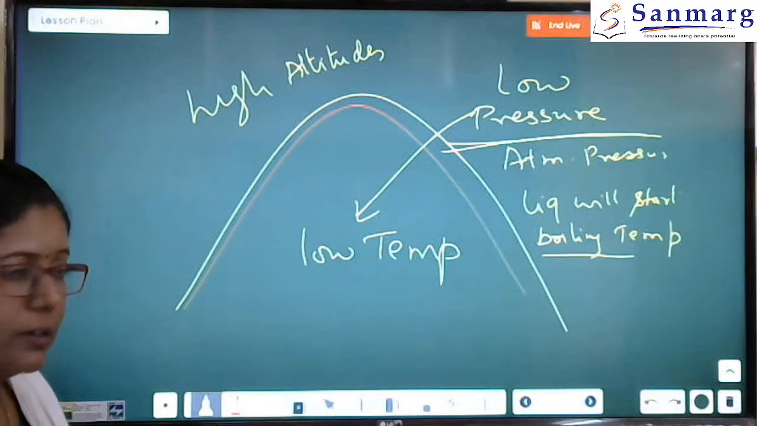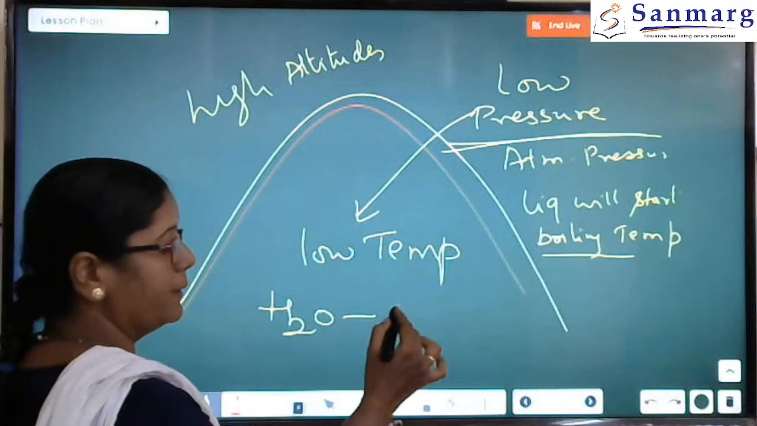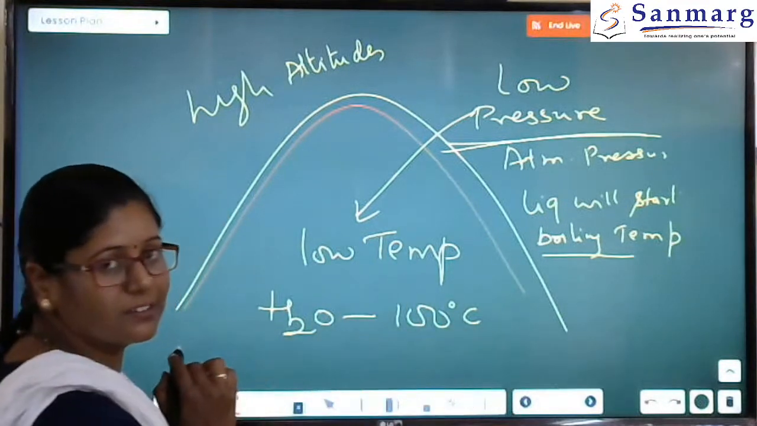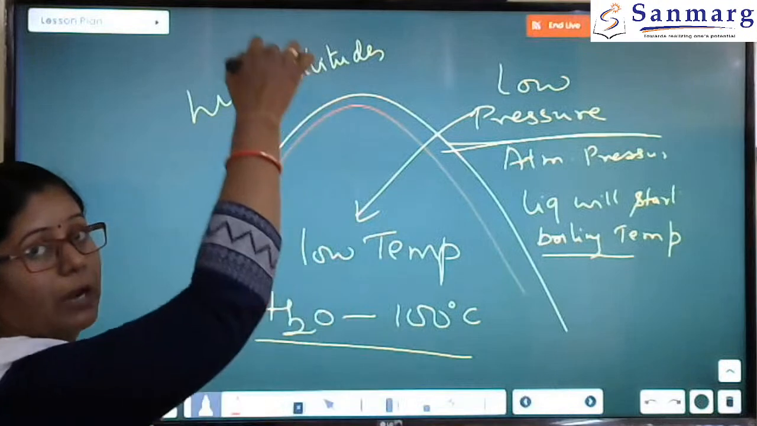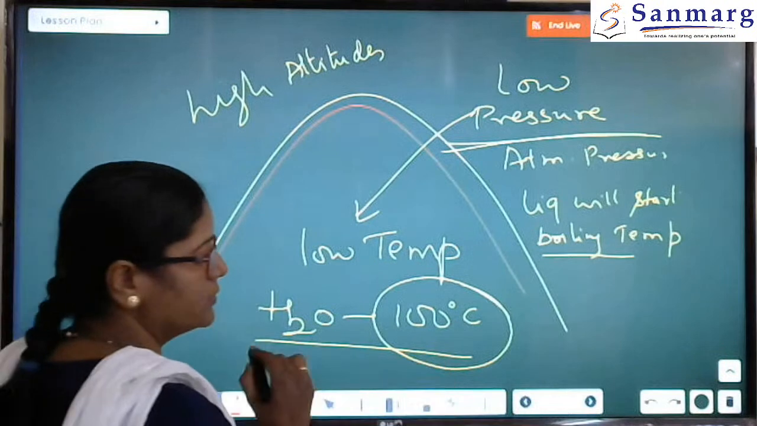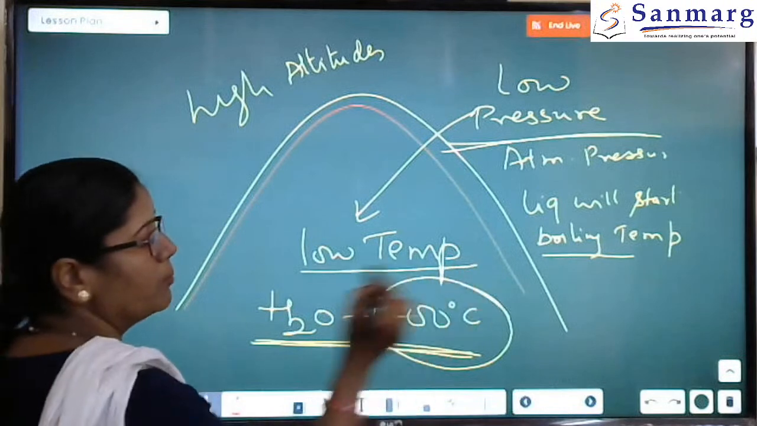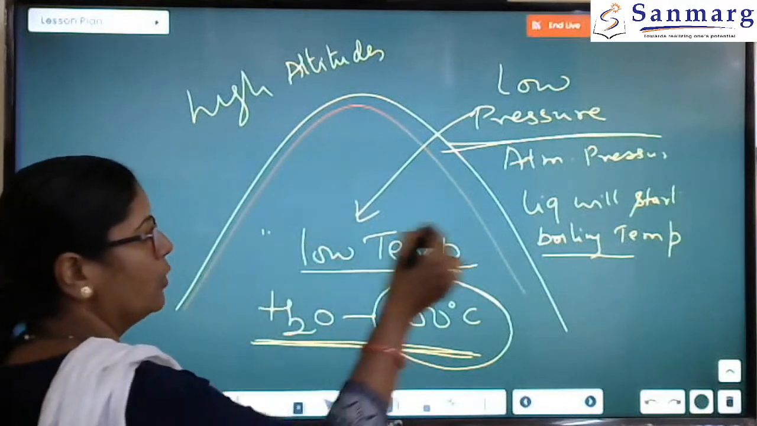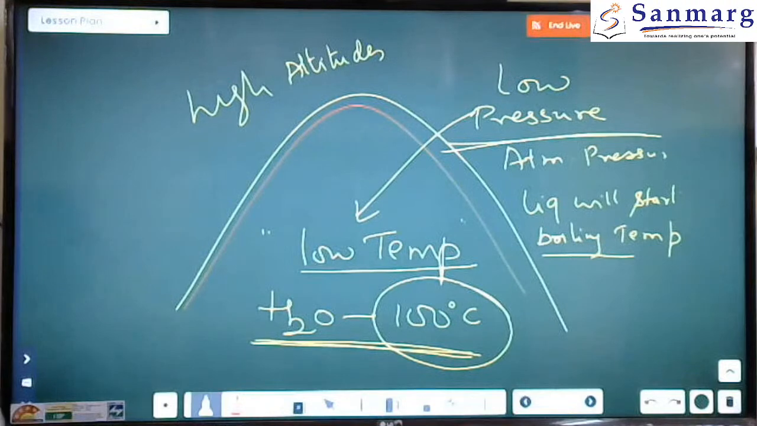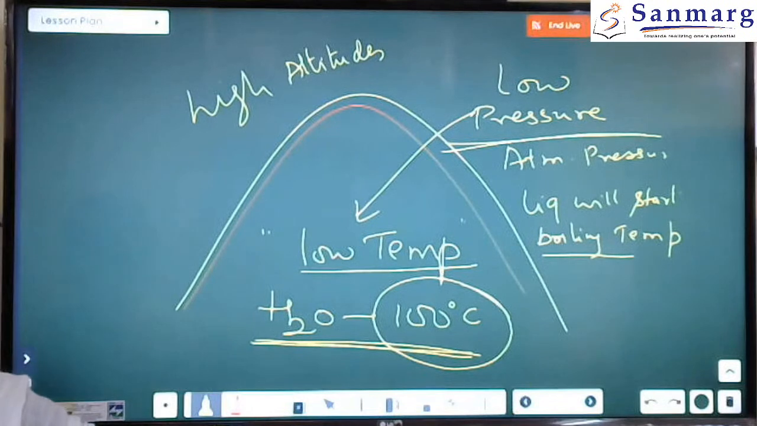For example, outside, down here, water boils at 100 degrees Celsius. But at high altitudes, before this temperature only it will start boiling, at low temperature. At lower pressure it will boil at low temperature. So before reaching its boiling point it will start to boil. So at high altitude, since pressure is low, liquid boils at lower temperature.